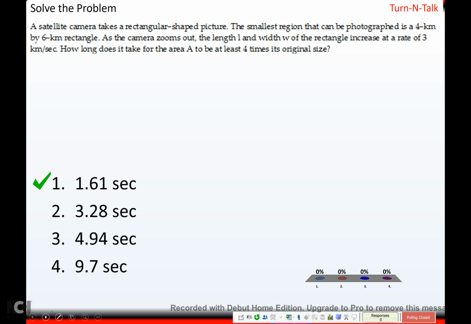And boom. Alright, so the smallest region here is a 4 by 6, which makes my initial area 24. They want to know how long for it to become 4 times its original size. So if I multiply that by 4, I get 96. So I want my new area to be 96. My initial length was 4, but it's getting bigger at 3 kilometers per second, so that's plus 3x. My 6 is getting bigger by 3x, and I want that to equal 4 times the original area, 96.